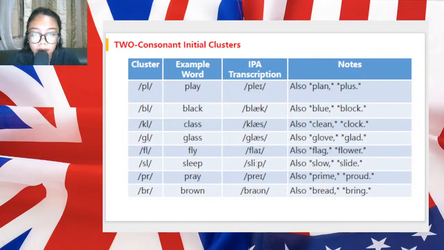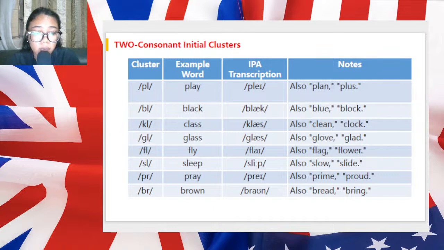Now let's look at the k-l cluster, which is exemplified by the word class. Again, class. The k sound is made at the back of your throat, and as you release it, your tongue needs to swiftly move forward for the l sound.